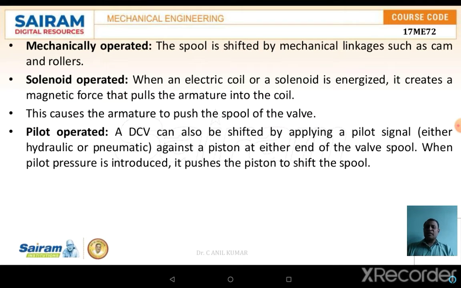The mechanically operated: the spool is shifted by means of linkages such as the cams and as well as the rollers, or even by means of the levers.